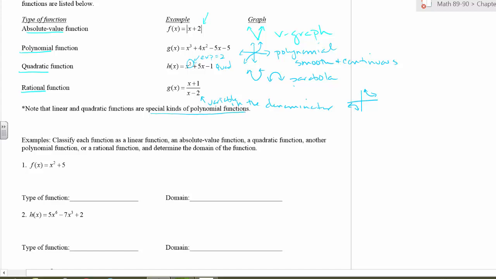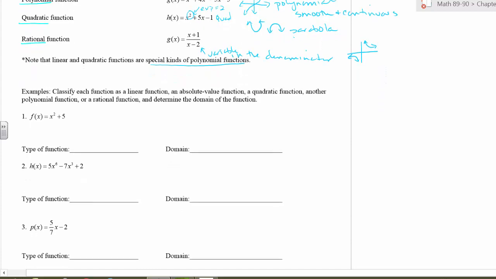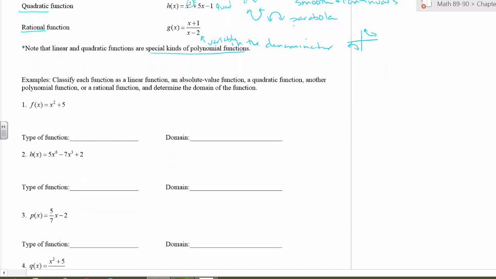So what are you responsible for? Well, your homework is going to ask you to classify each of the types of functions. So number 1, f of x equals x squared plus 5. What type of function is that? Well, a good thing to look at is the largest exponent. There are no absolute value bars. There's no variable in the denominator. So that leaves us with a polynomial.